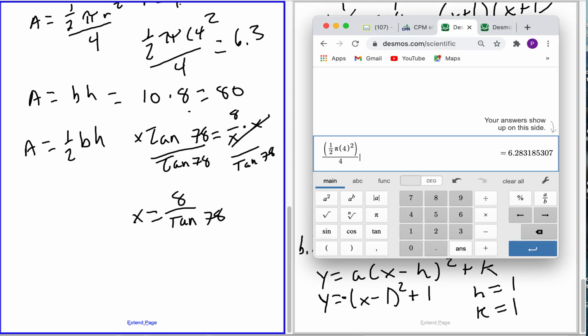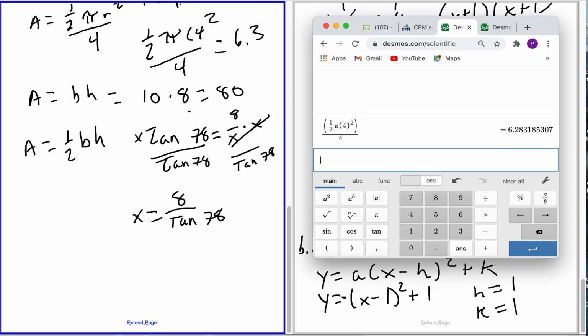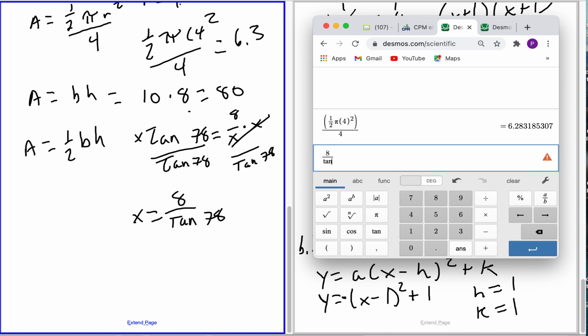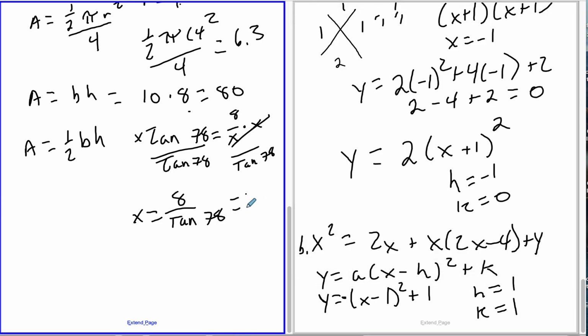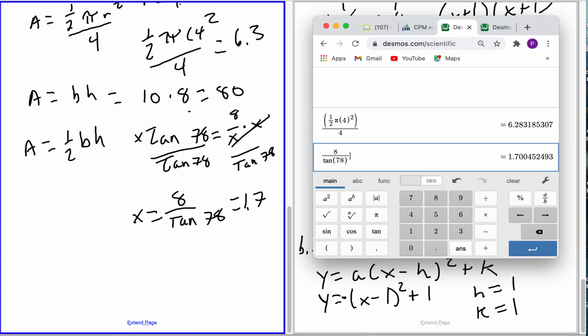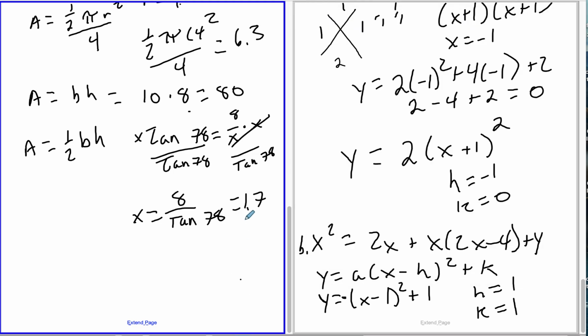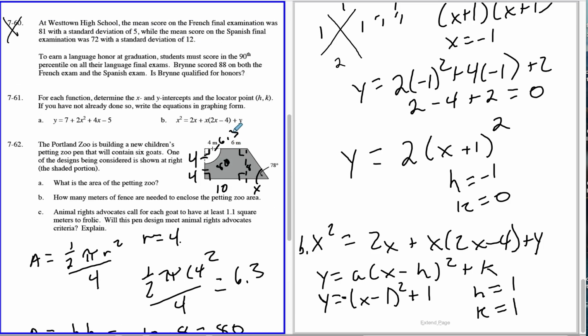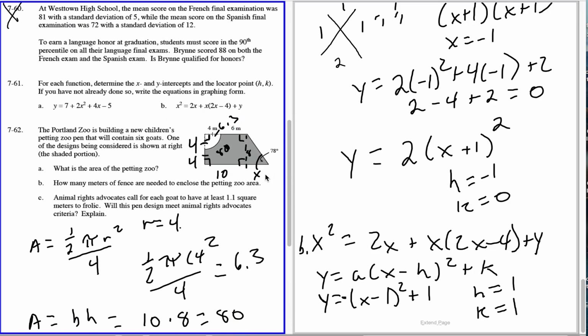I'll take out my handy dandy calculator here. We have 8 divided by tan of 78, which is 1.7. Did I round correctly? Yep. So if I look up here, this is 1.7. Sweet, so I can find the area of that piece.